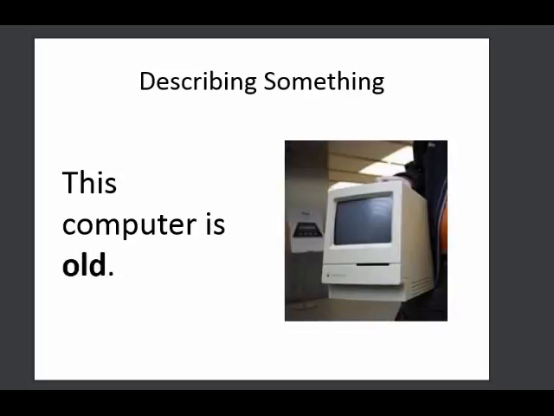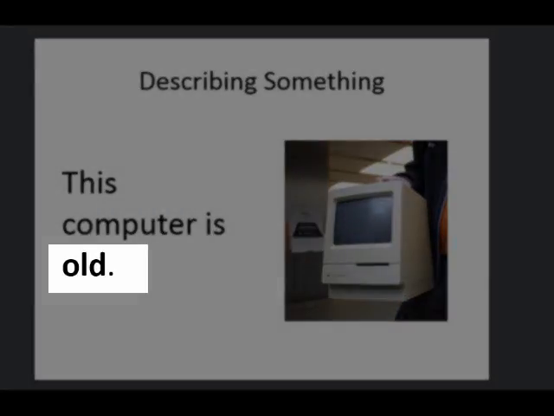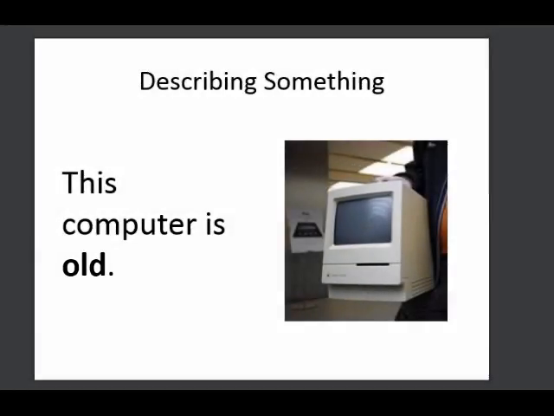This computer is old. So when we describe this computer, we know it is old. Here again, the noun is computer and we use the be verb and an adjective, is old.